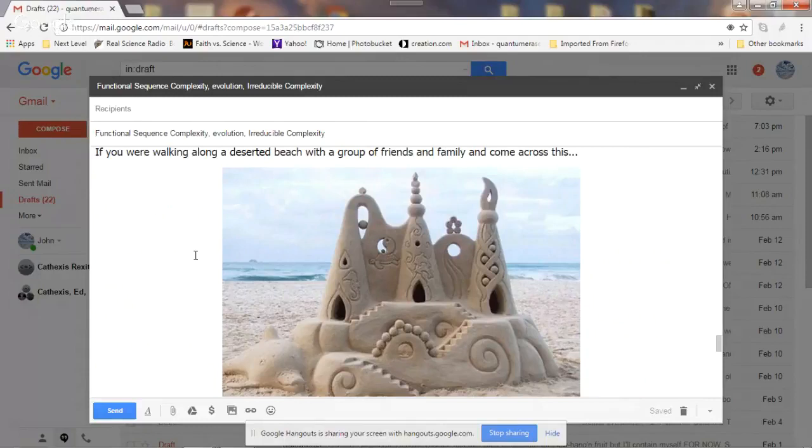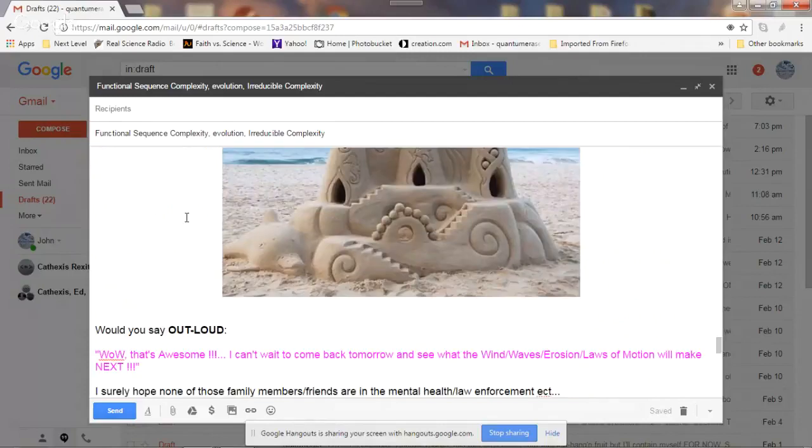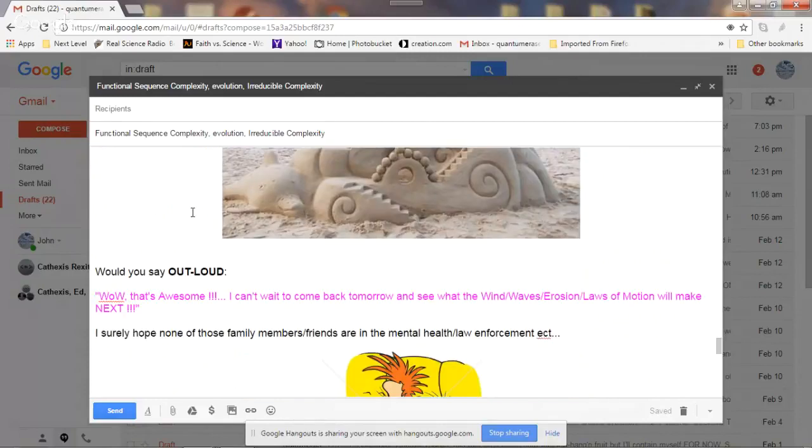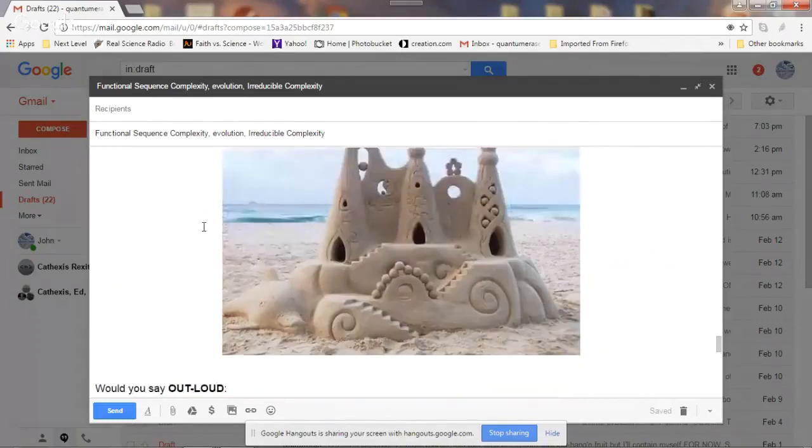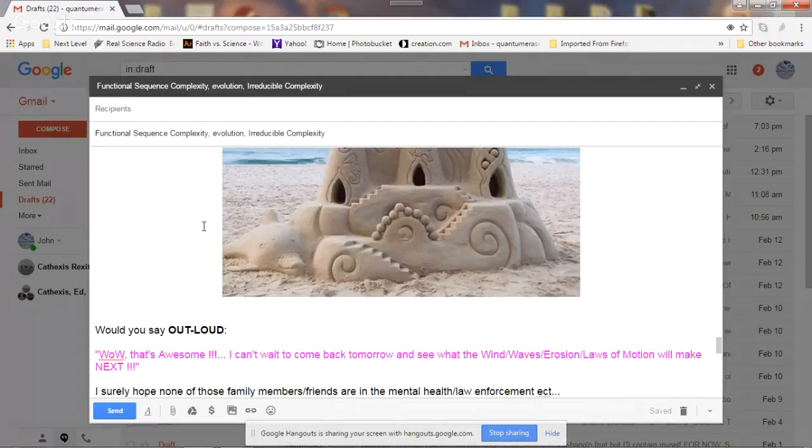So if you're walking along a deserted beach with a group of friends and family and came across this, nobody around, just you and your friends and family. Would you say out loud, wow, that's awesome. I can't wait to come back tomorrow and see what the wind, waves, erosion, and laws of motion will make next? I mean, would anyone say that? Would any rational person say that?